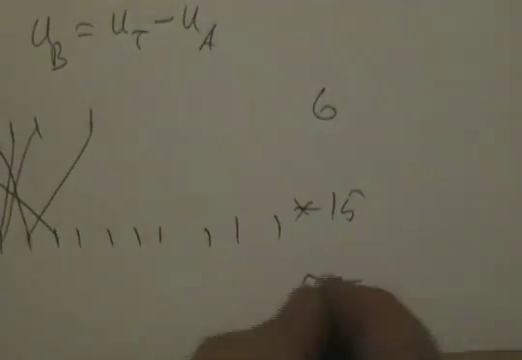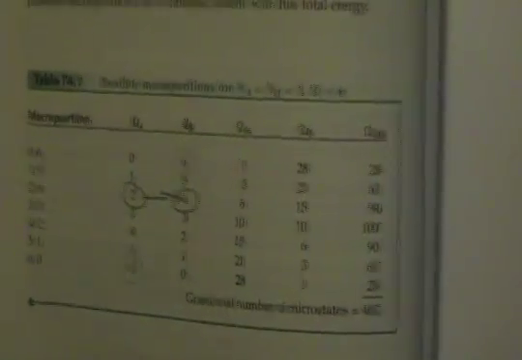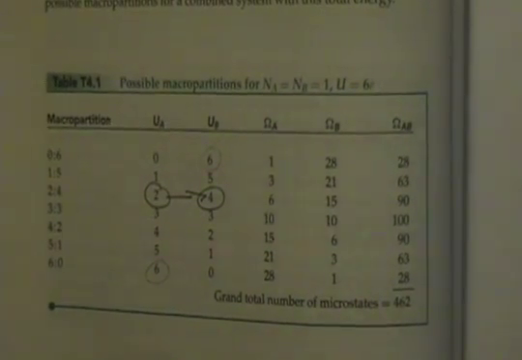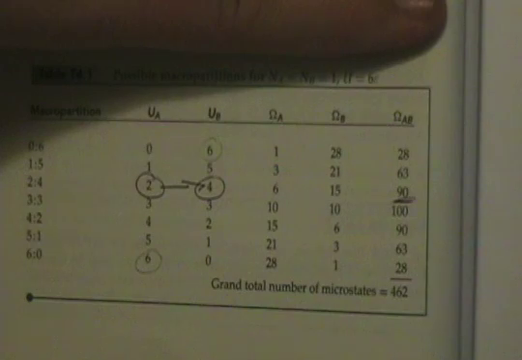I can't do my own math. 90 apparently. Looking back at this. Sorry, I forgot that I'd zoomed in. Let me move it over. Looking back at this, we see, sure enough, 90 ways that you could do that.